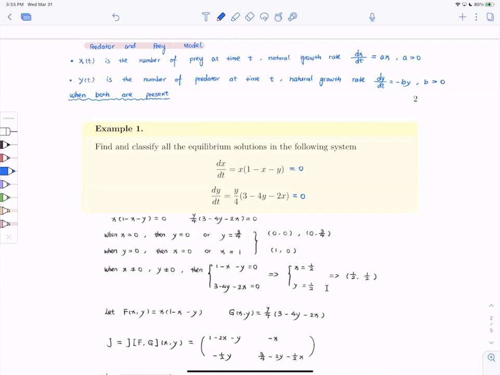So when both are present, we have an interaction rate of decline, negative pxy in the prey population.